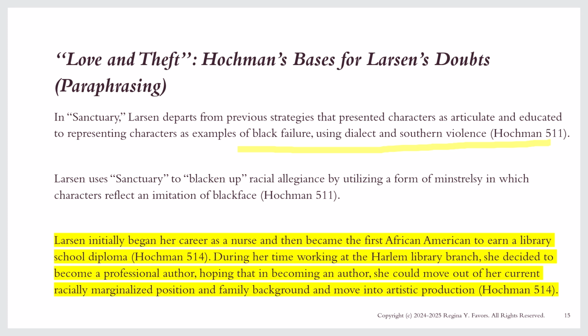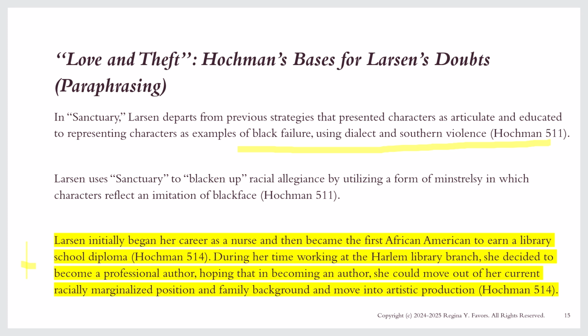However, the choice of words here come from Hockman, what she particularly calls attention to. And since you can find some aspect of this paraphrase in her work, we need to add a citation at the end. Other than that, it's fine. So this is Hockman's bases for Larson's doubts.